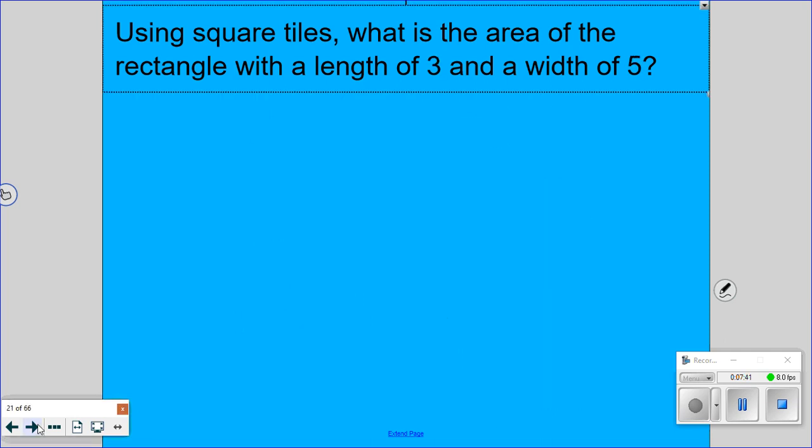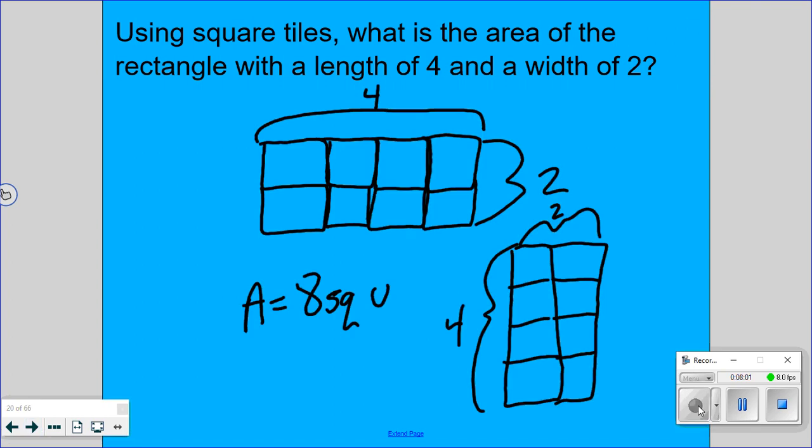This time, you're going to be making a rectangle, and I want the dimensions to be a length of 3 and a width of 5. A length of 3 and a width of 5. When you've got it, give me that secret thumb.